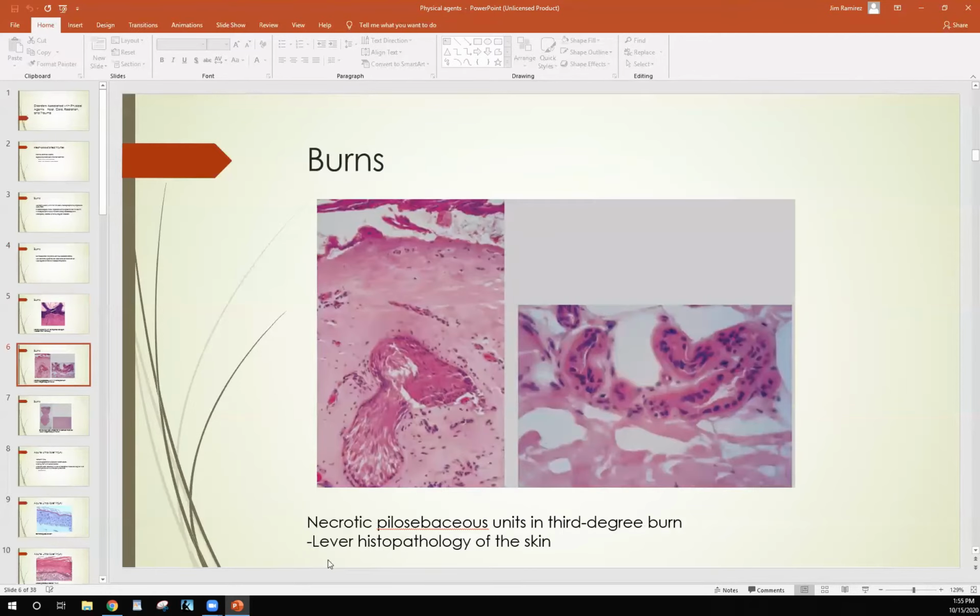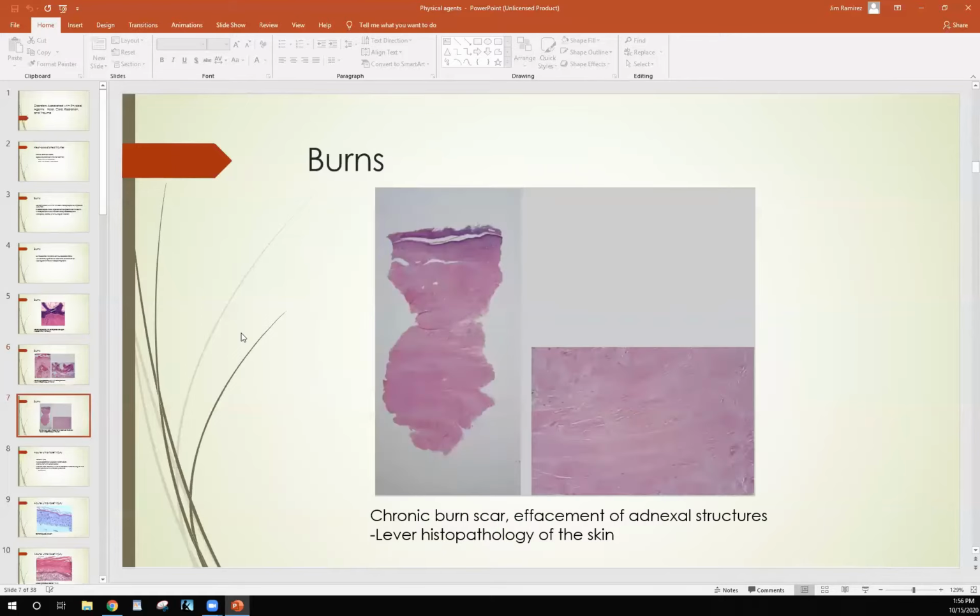This image is from Lever's Histopathology of the Skin, and it's really illustrating more of a severe burn in which you have involvement of the dermis here. And this is what you want to look for in third degree burns, where you have obliteration, destruction of pilosebaceous units. So it's a very important defining feature for third degree burns.